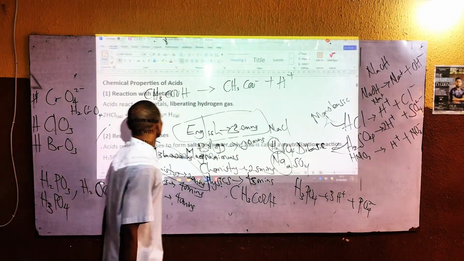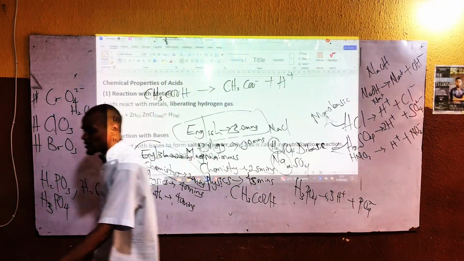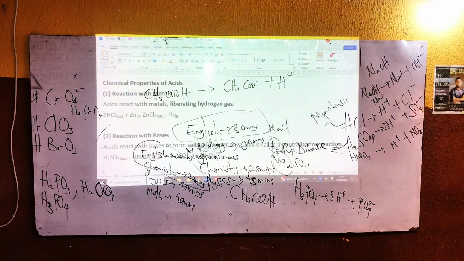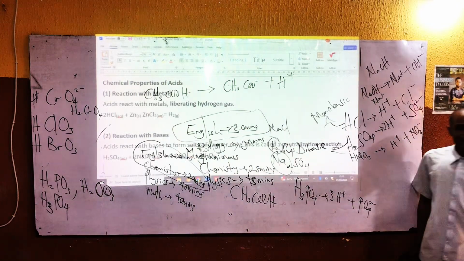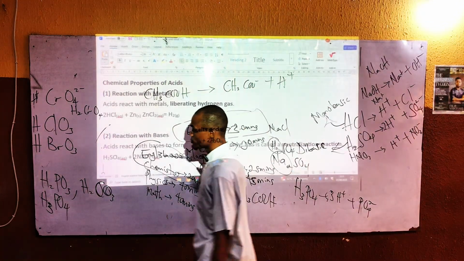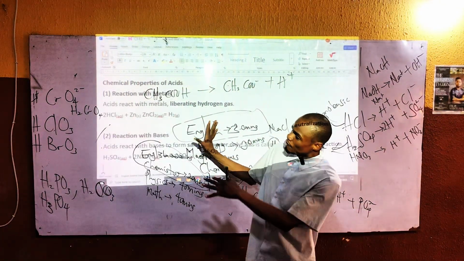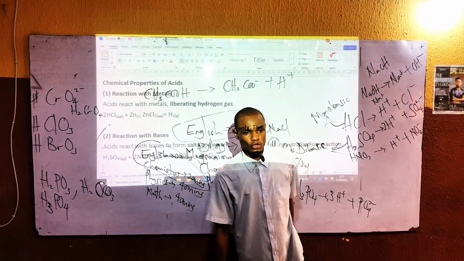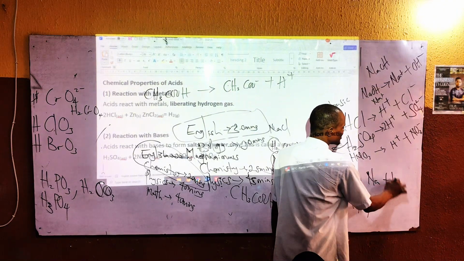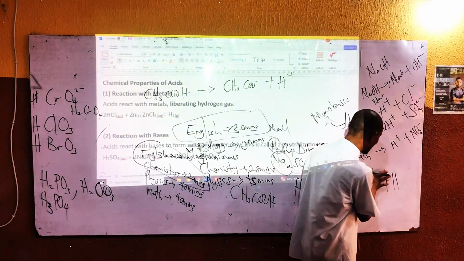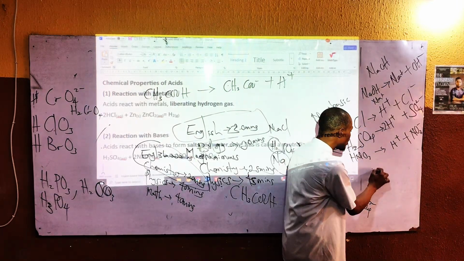Chemical properties of an acid: reaction with metals. Who has an idea of an element or compound that can react with metal? Sodium, yes, take that one, sodium. Think of any other element.